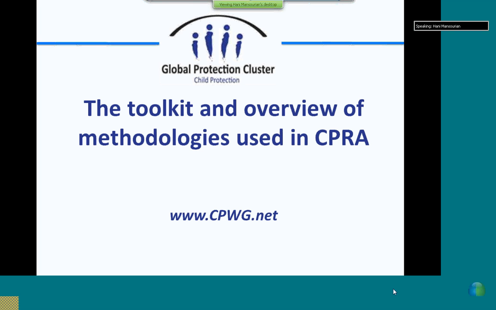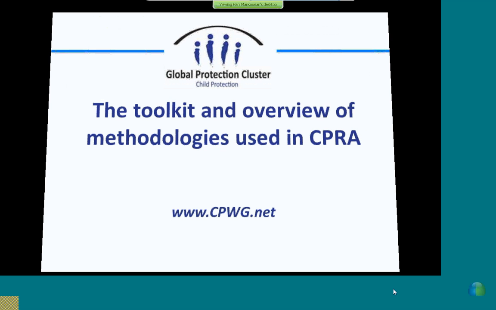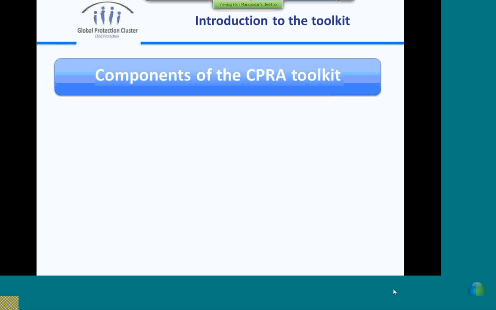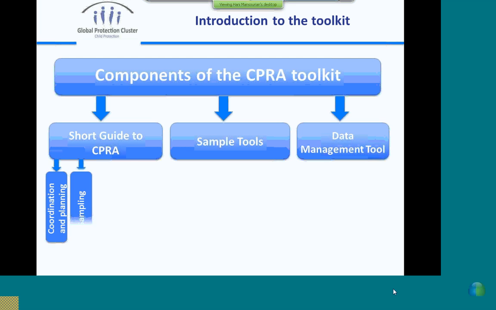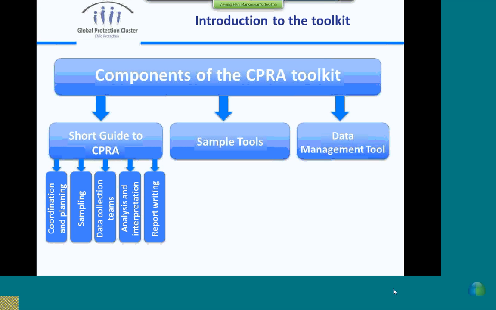Now I'm going to tell you a little bit more about the actual toolkit that we have developed and a little bit of an overview of the methodology that is used in CPRA. The toolkit has 3 main components. One is the short guide that is about 22-23 pages. It outlines a lot of issues that you need to know if you're planning the CPRA. So from coordination and planning to sampling, which I will explain a little bit about because it's an important part of our methodology. Data collection teams, how to recruit them and how to train them. It will tell us a little bit about analysis and interpretation, and also some guidance on report writing.